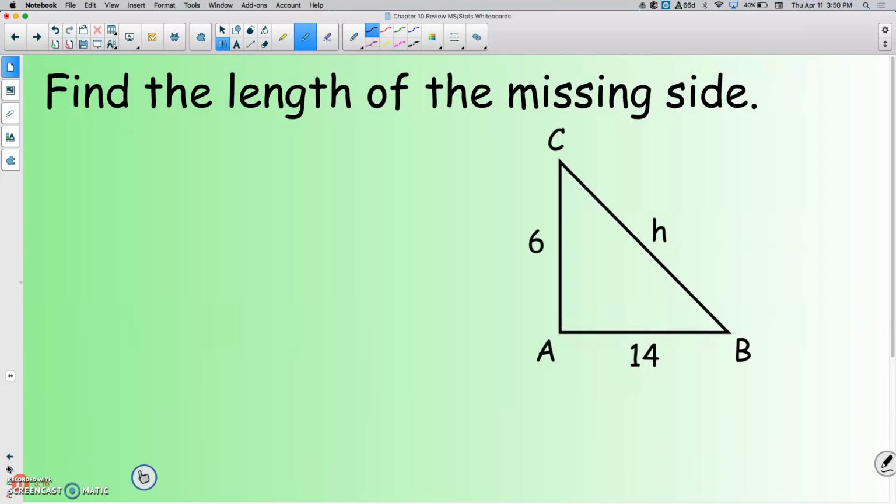The next two problems, we need to find the length of the missing side. So to find the length of the missing side, students should use the Pythagorean theorem. So pause the slide and see if students remember how to use the Pythagorean theorem. The Pythagorean theorem is a squared plus b squared equals c squared. And you do not have to memorize it, it's written on your quiz.